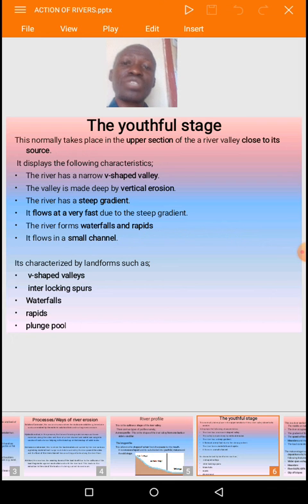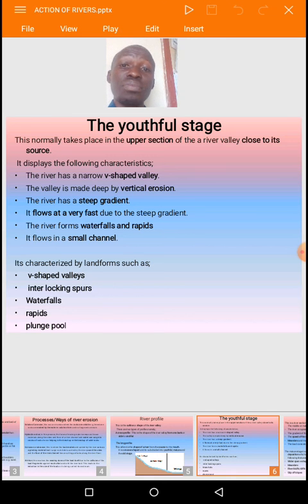And they are saying this normally takes place in the upper section of the river valley, close to its source. So if you are in Jinja on the River Nile, you are at its youthful stage. And what is there to show that this is the youthful stage of a river? The different characteristics will be seen.